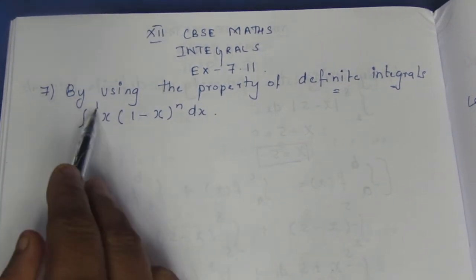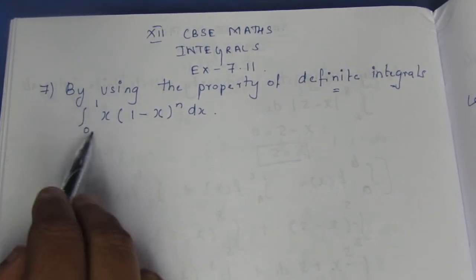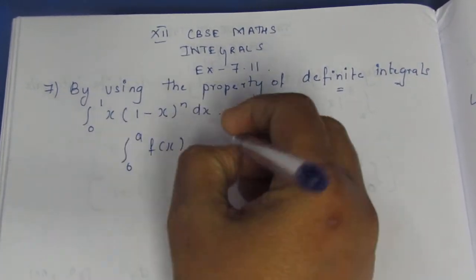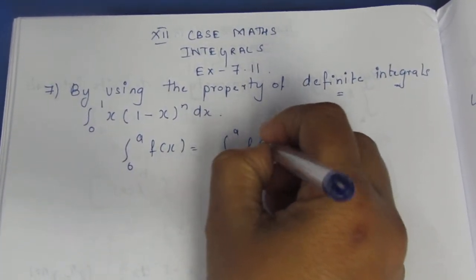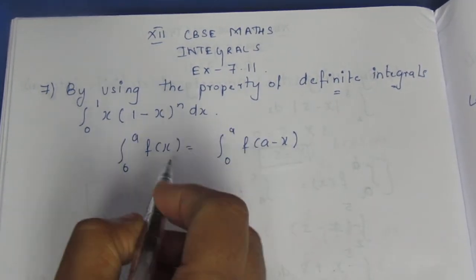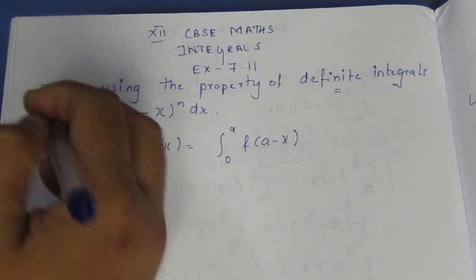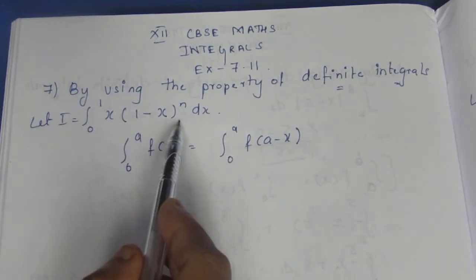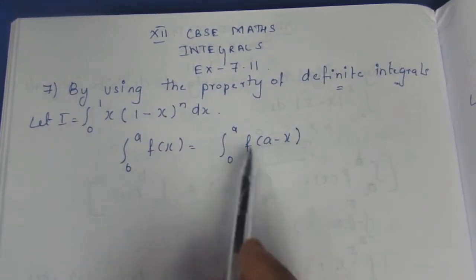Here it is from 0 to 1, which means 0 to a, so we can use the formula: integration from 0 to a of f of x is equal to integration from 0 to a of f of a minus x. So we can use this formula from 0 to a. So let I be equal to the given question, this is your f of x. We need to find f of a minus x.